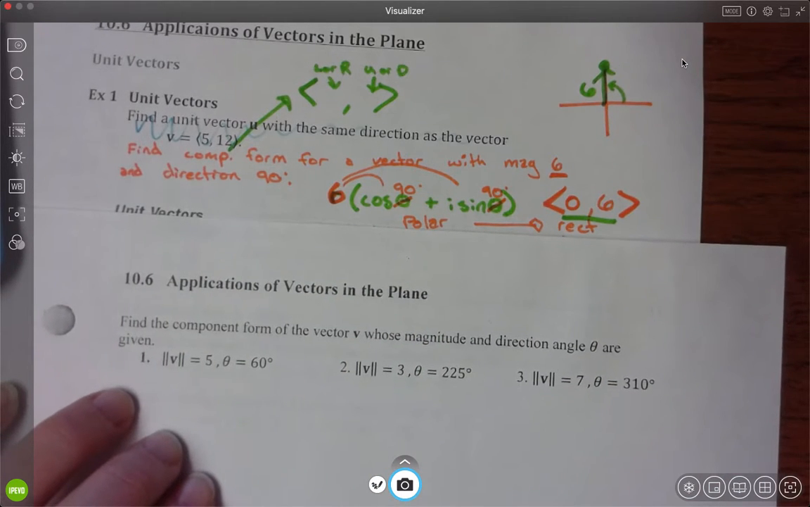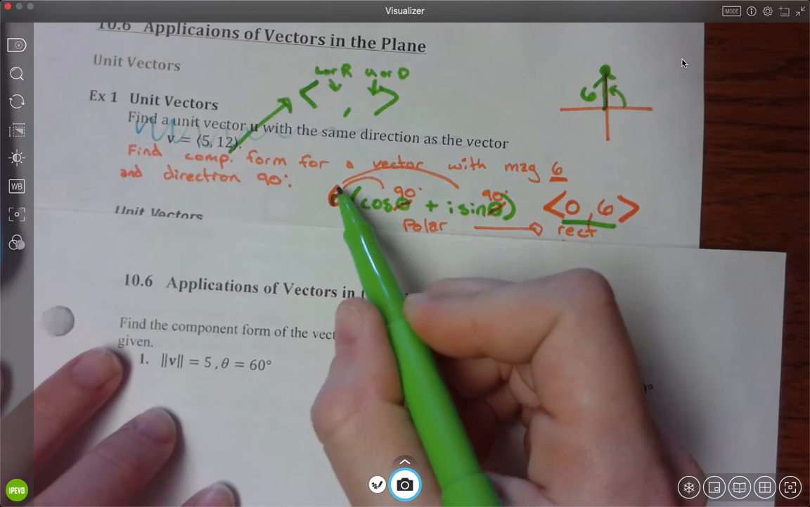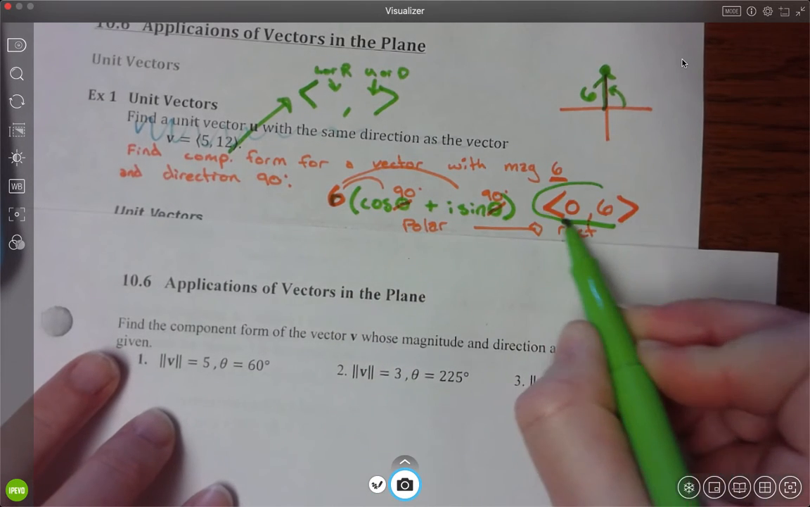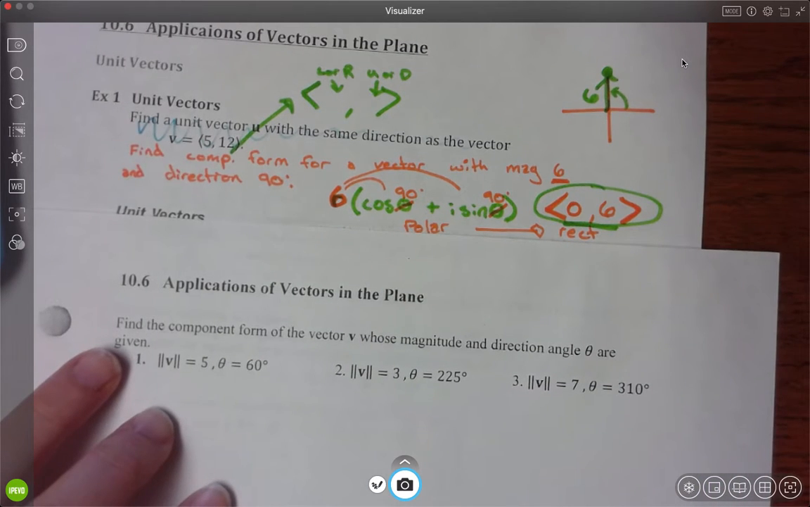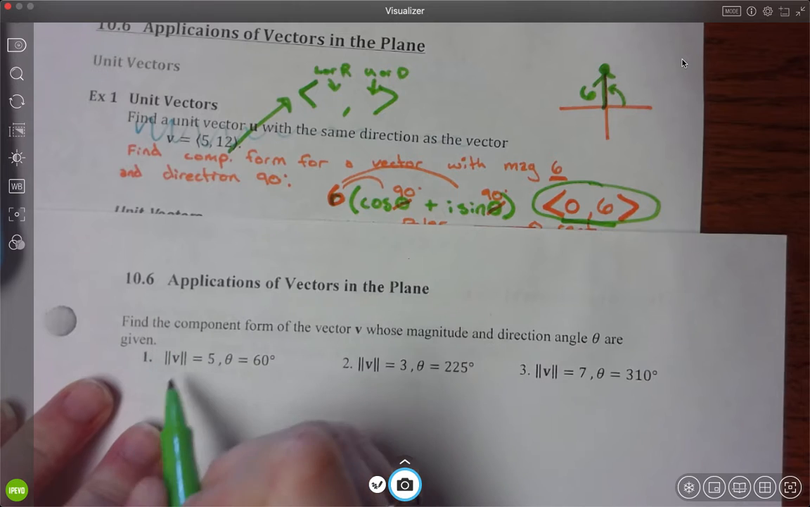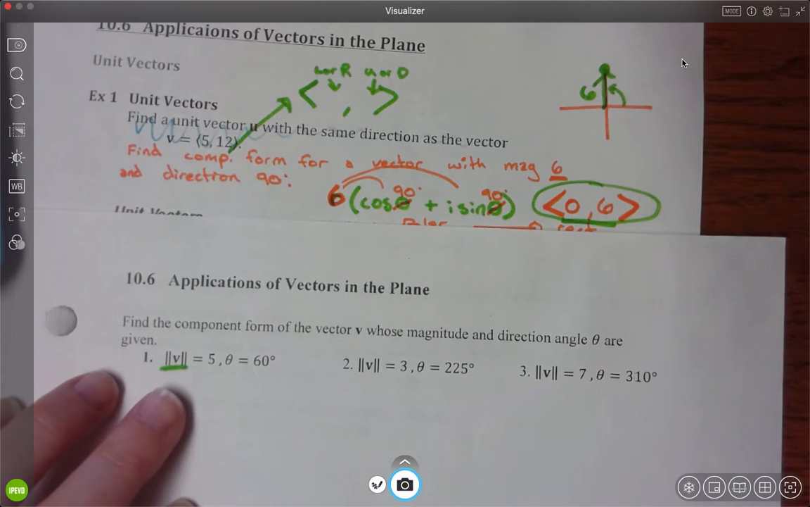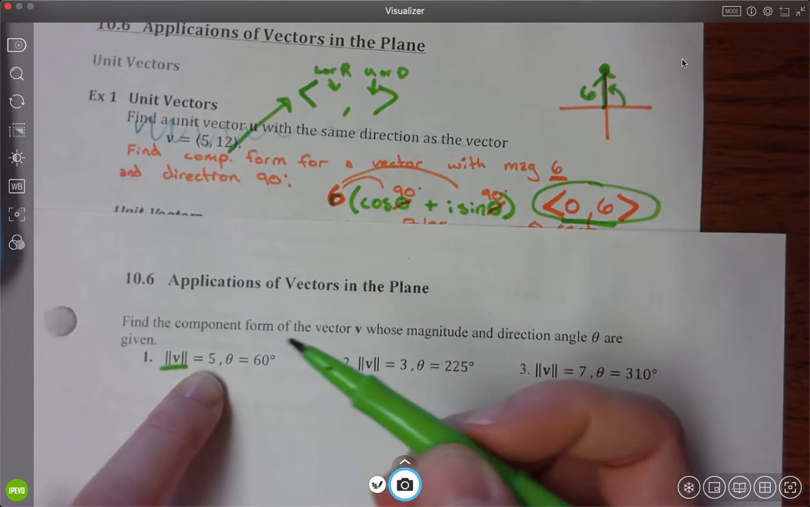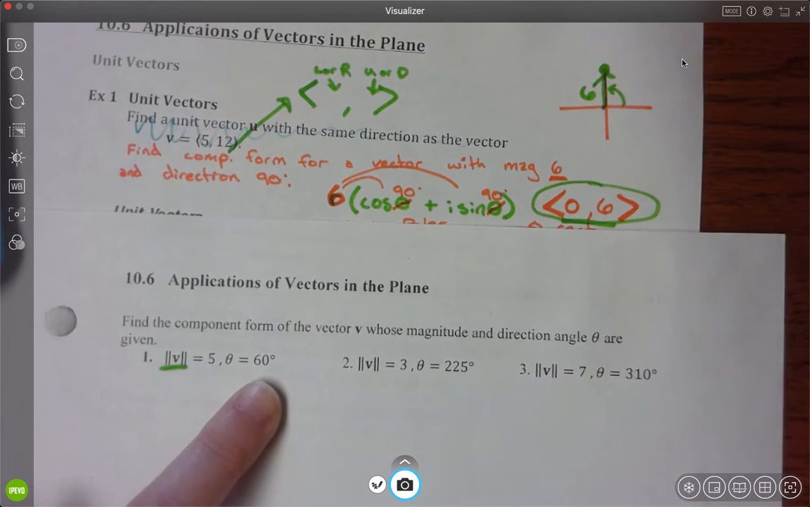You're still going to distribute through and you're still going to find cosine and sine of that angle. It's just going to give you something that's not quite so nice. You might end up with decimals, and that's fine. They will write the magnitude with those double line brackets. So this means the magnitude here is 5. So you're going a length of 5 units, whatever that is, at a 60-degree angle, okay? So that's that first part.